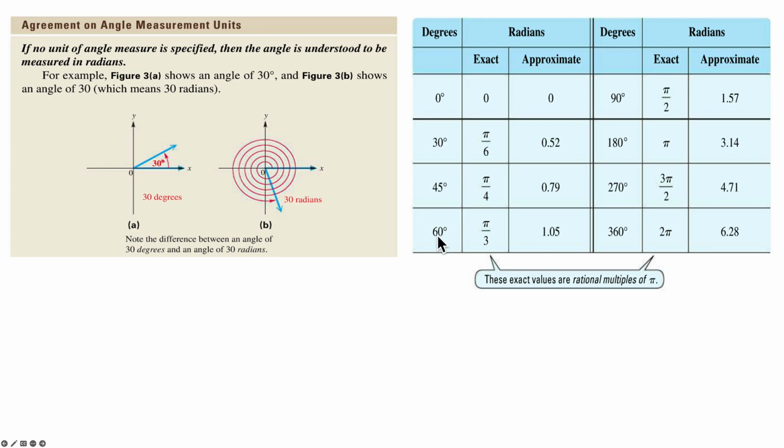60 goes into 180 3 times, so there's my denominator, pi over 3. 90 goes into 180 twice, that's pi over 2. Like we said, 180 is pi, 270 is 3 pi over 2, 360 2 pi.